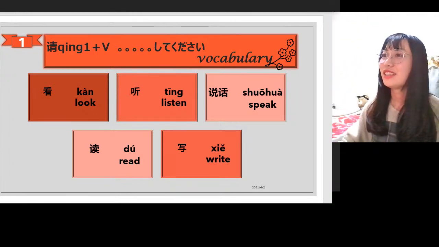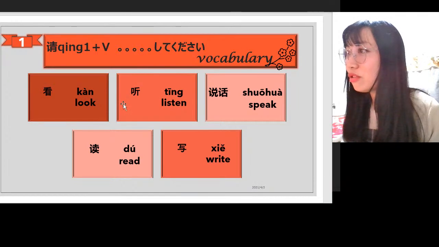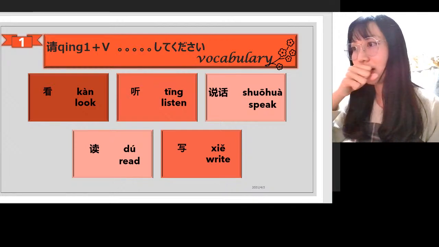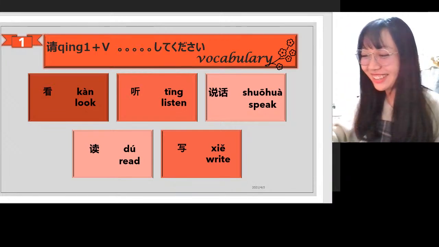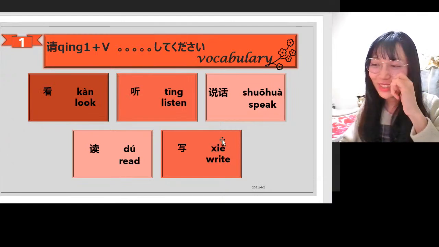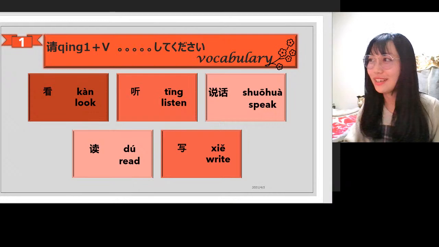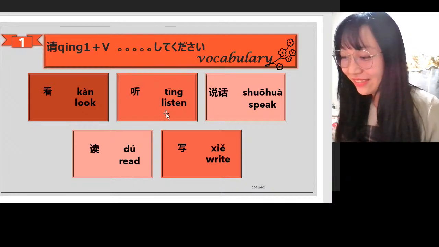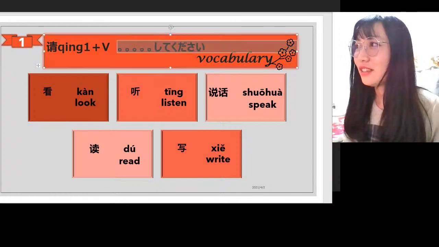Okay. So, escucha, habla, lee, escribe. Oh, it's kind of like my Spanish lesson. My Spanish is exactly at this level. Looking at this reminds me of Spanish. Ver, escucha, habla, lee, escribe. So we cannot change the order.